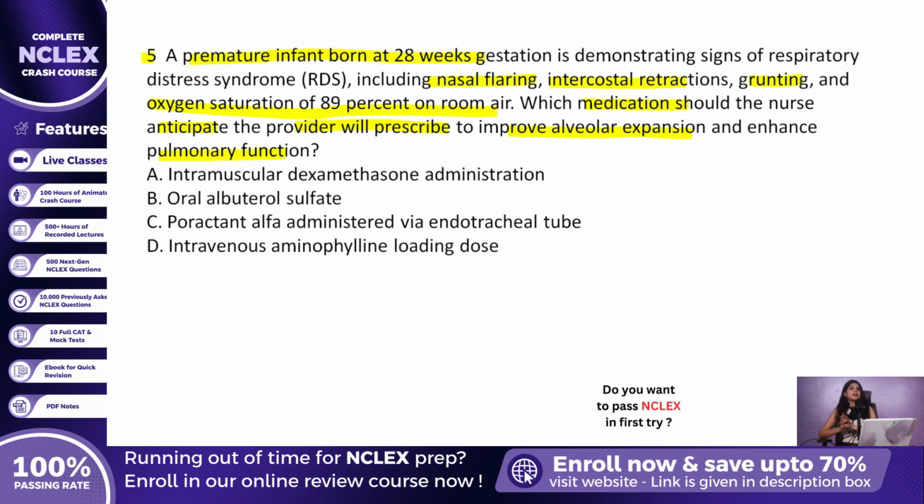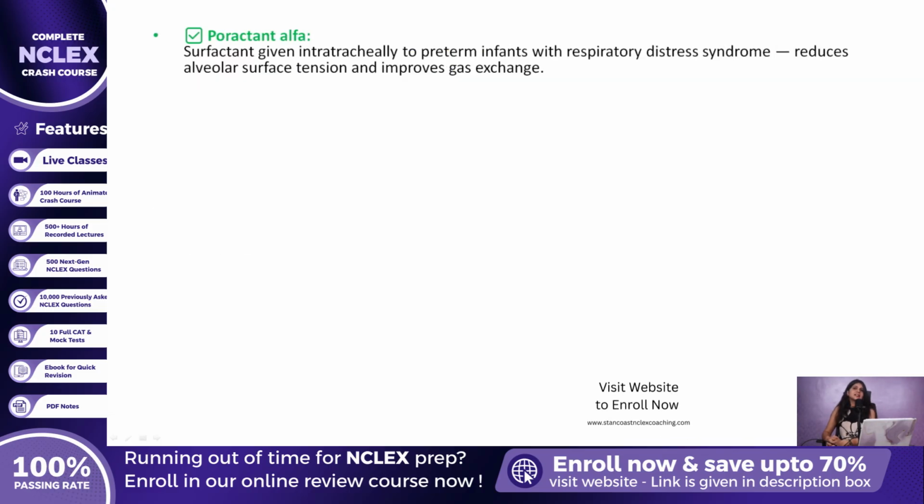Let us break this down and identify the treatment that directly targets the cause of respiratory distress syndrome in preterm infants. The correct answer here is option C, poractant alpha, administered via endotracheal tube. Poractant alpha is a surfactant, a substance that reduces surface tension within the alveoli, keeping them open during exhalation.